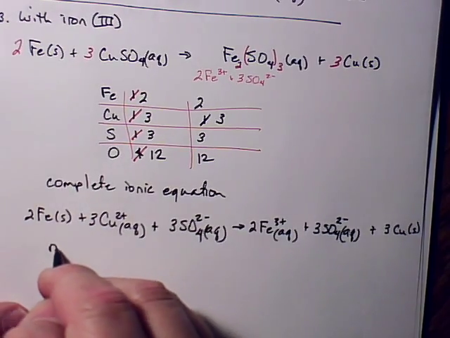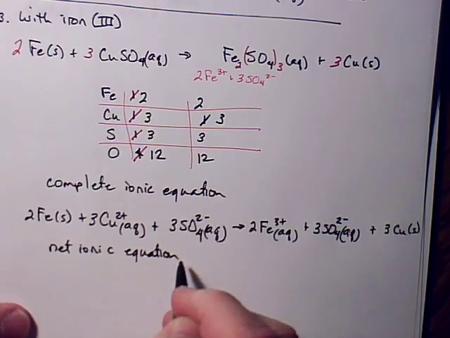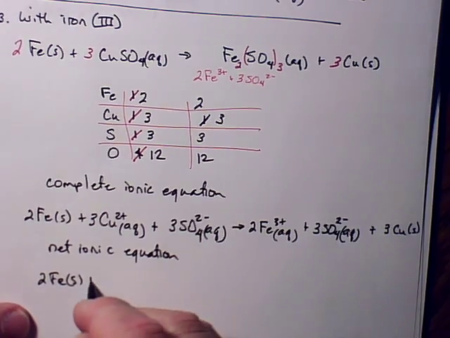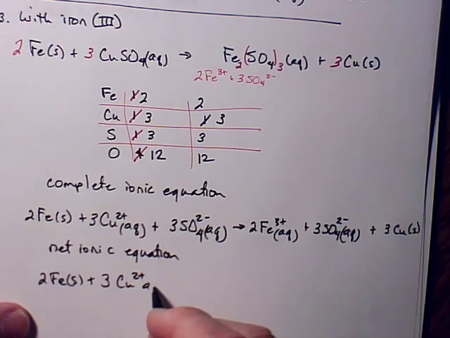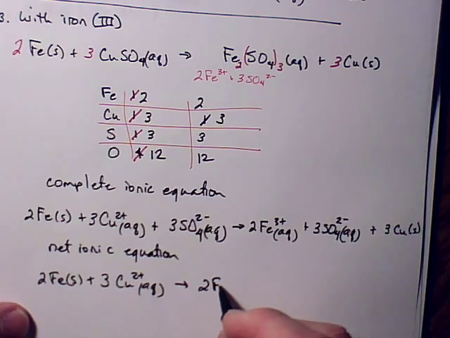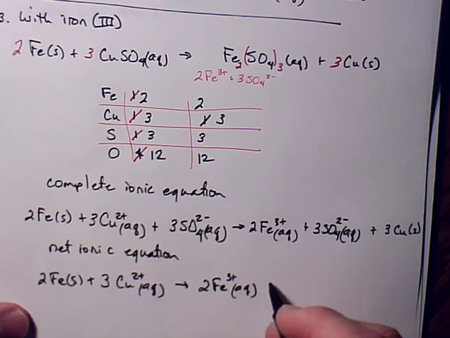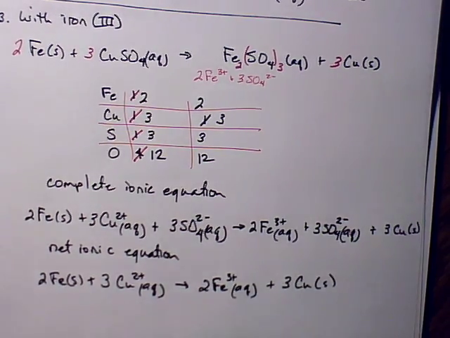So when I rewrite this into the net ionic equation, I'm going to get 2 iron solid metals. I'm going to have 3 copper 2 ions. I'm going to have 2 iron 3 ions. And I'm going to have 3 copper metals in a solid form. Okay? Any questions about that?